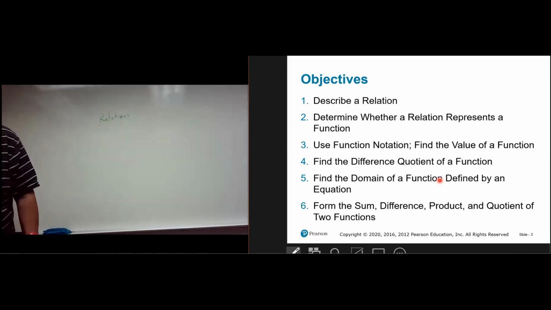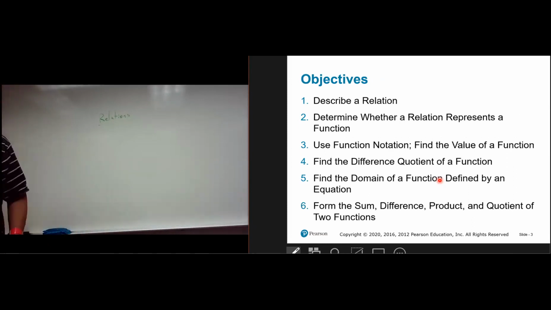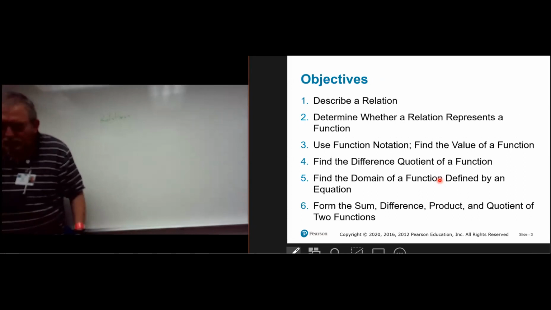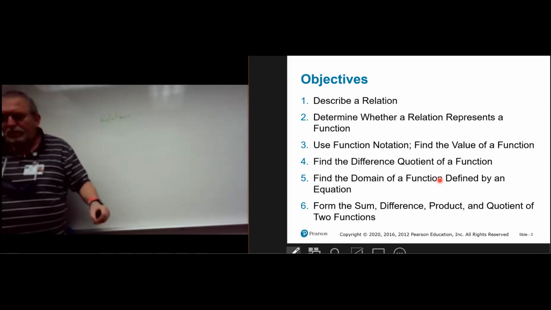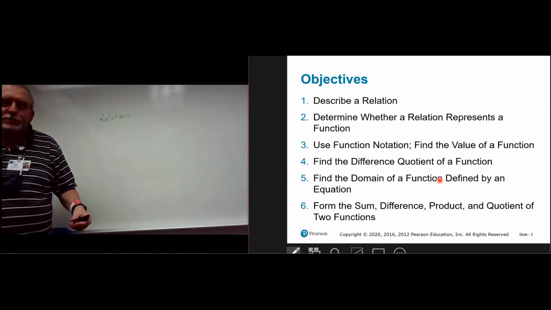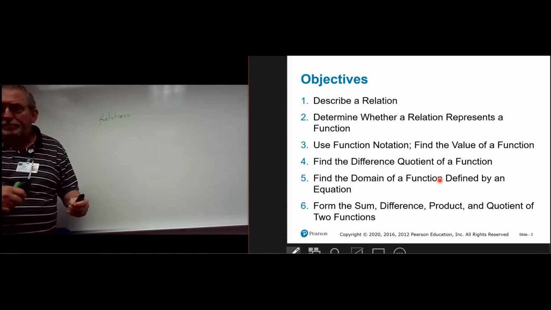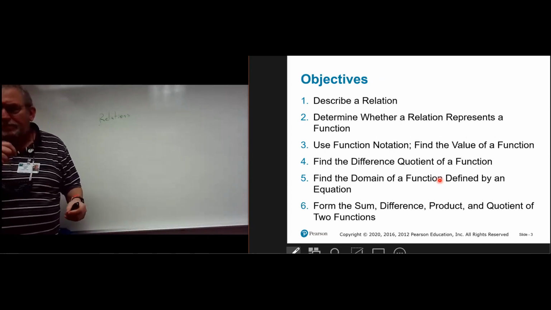Function notation is just basically giving a function a name. And then evaluating a function. You've been doing this since you were taught math. It's like putting a different number in place of the expression.